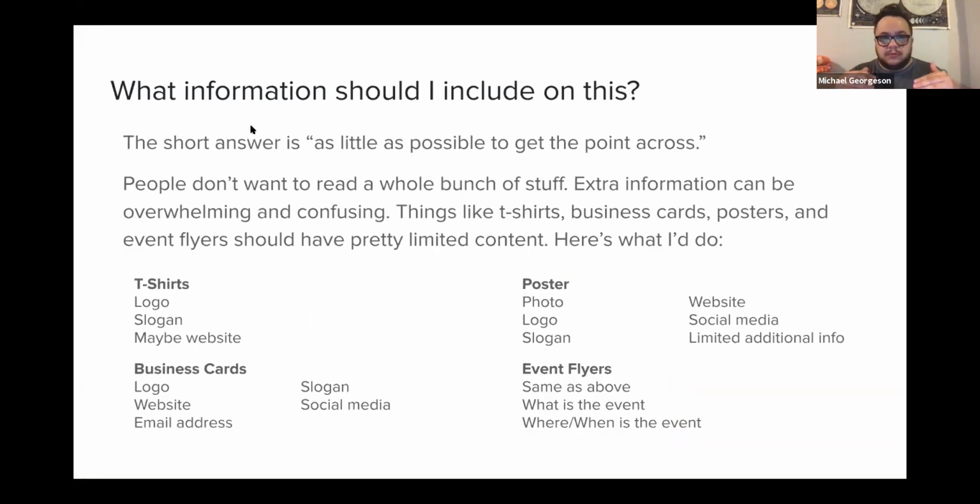So when I'm about to design something, I always try to gather all the information that I need to be on there. And I think, how can I cut down anything extra so it's just the information to get the key point of this piece across? People like to read as little as possible and are often overwhelmed by extra information. So things like t-shirts, business cards, and posters and flyers should have less content than other pieces that I'll get into in a minute. Here's what I would recommend putting on each of these items.